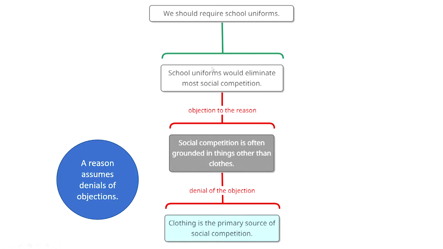The hidden assumption that is presupposed by this reason is a denial of that objection. So there it is, the denial of the objection, which is in blue down there. No, clothing is the primary source of social competition. That denies the objection that social competition is grounded in things other than clothes. And if you take a look at it, that assumption is in fact kind of buried in the reason. If I say school uniforms would eliminate most social competition, I am presupposing that clothing is the primary source of social competition. So that's how you do it.